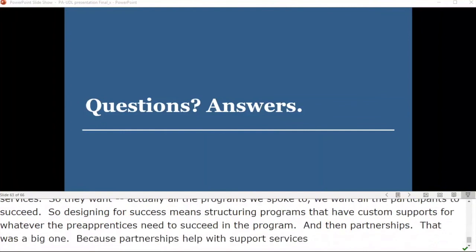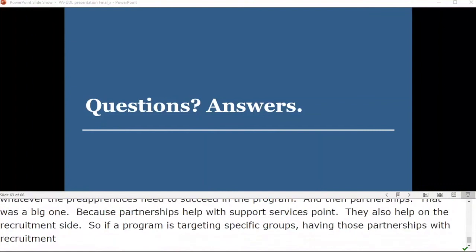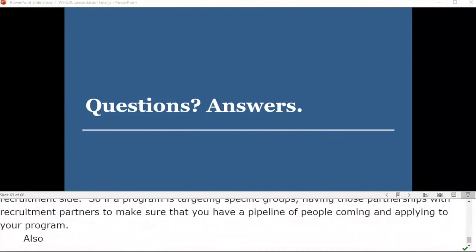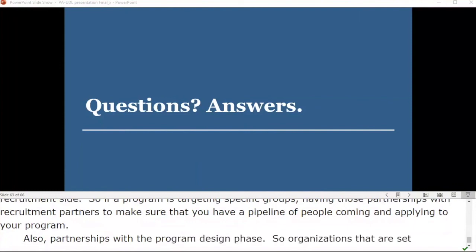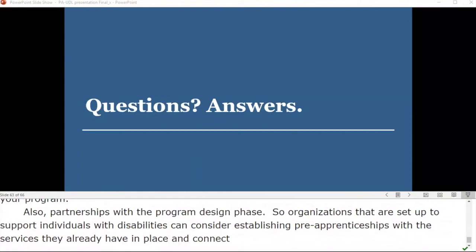They also help on the recruitment side. So if a program is targeting specific groups, having those partnerships with recruitment partners makes sure that you have a pipeline of people coming and applying to your program. And also partnerships at the program design phase. So organizations that are set up to support individuals with disabilities can consider establishing pre-apprenticeships with the services they already have in place and connect themselves to registered apprenticeship programs.